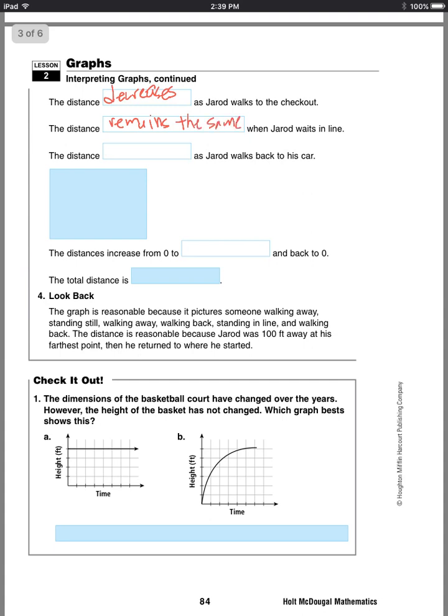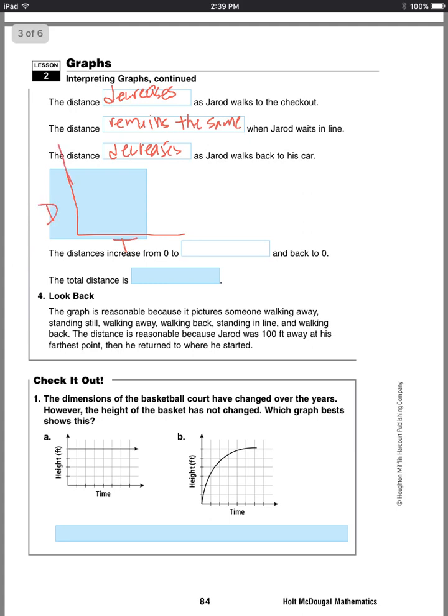And then the distance decreases as Jared walks back to his car because he's getting closer to his car. Now, those words, and the reason we filled that out before we drew our graph, is it helps us know how to draw our graph. Okay? So now, in this little box, we're going to draw. The bottom's going to be time, and the side's going to be distance.